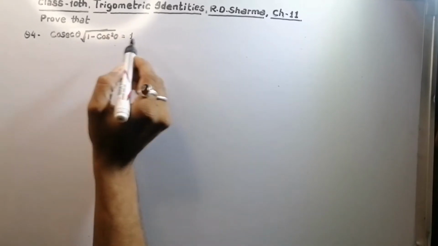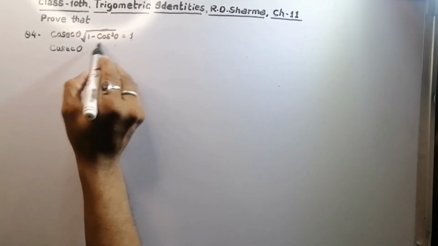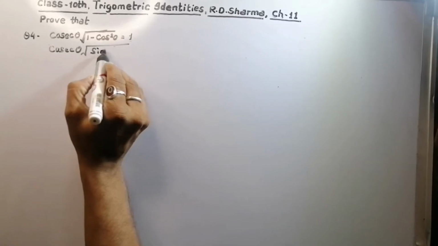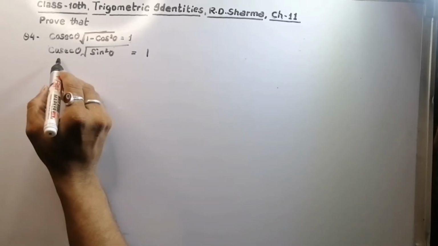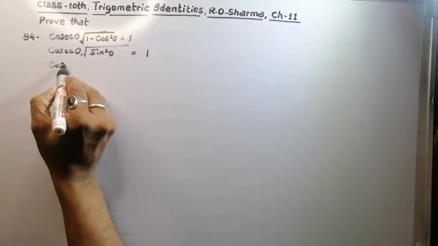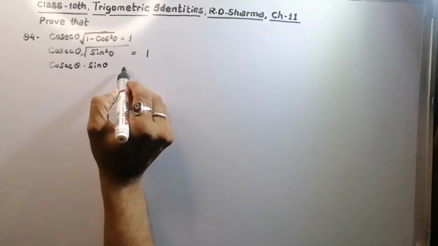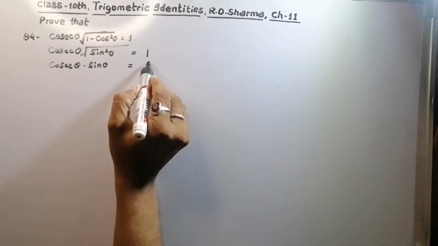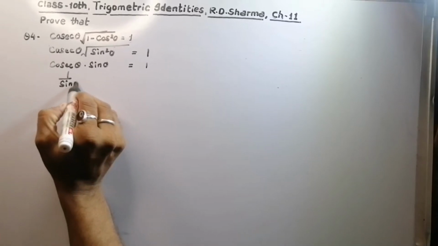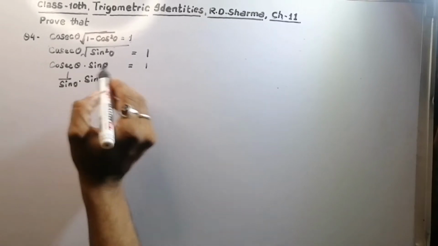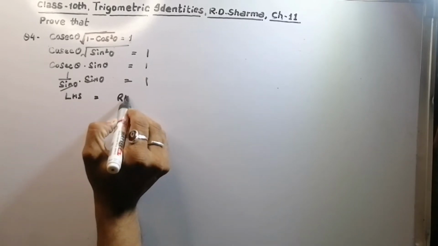Question number 4. Cos theta under root 1 minus cos square theta is equal to 1. Under the root, 1 minus cos square theta we can write sin square theta. Cosec theta into sin theta, cos theta into sin theta means 1 upon sin theta into sin theta. Sin theta into sin theta is equal to 1. So the left hand side is equal to the right hand side.